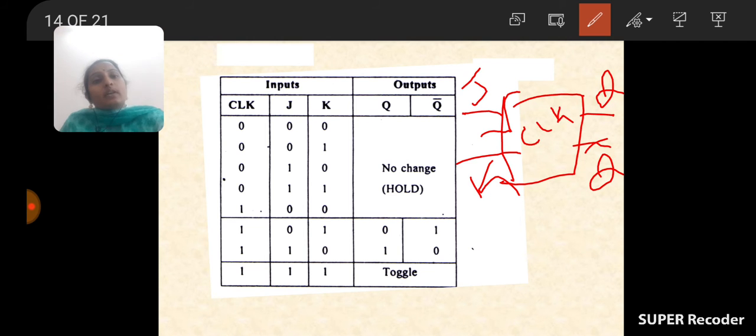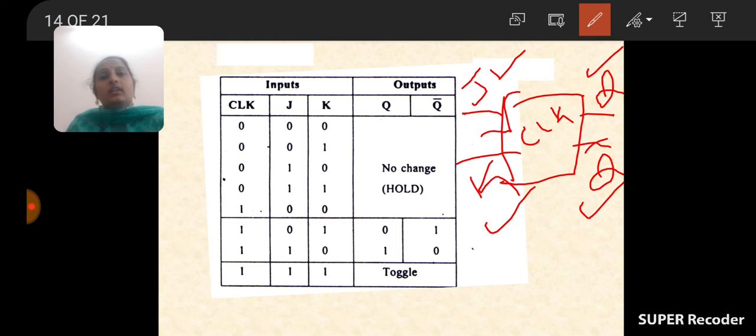How many inputs are there here? 2 inputs are there. What are the 2 inputs? J and K. And how many outputs are there here? 2 outputs are there. What are the 2 outputs? Q and Q bar. Okay. According to the logic diagram, here is the simplified truth table.